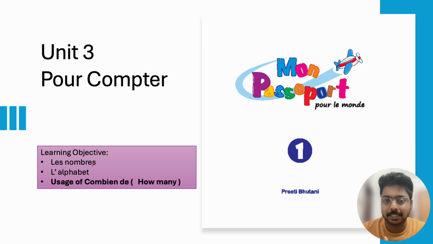Today we are going to discuss a part of the Unit 3 pour Compter from the textbook Mon Passeport pour le Monde A. So there are three learning objectives in this lesson. First one is to learn about the numbers, then French alphabet and usage of combien de. So we will be discussing about combien de in this video.